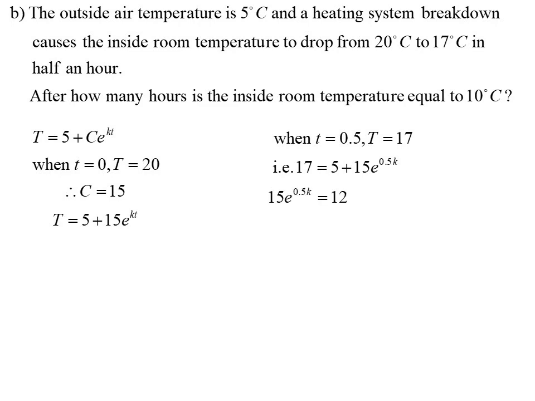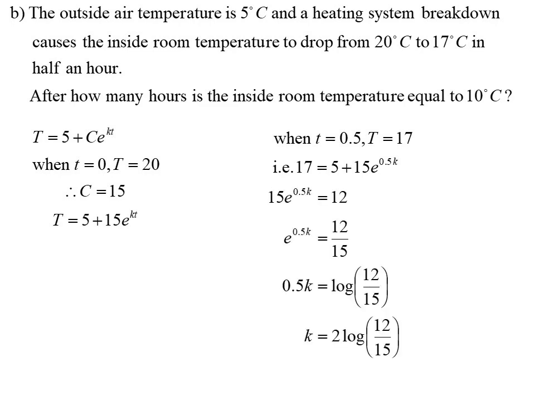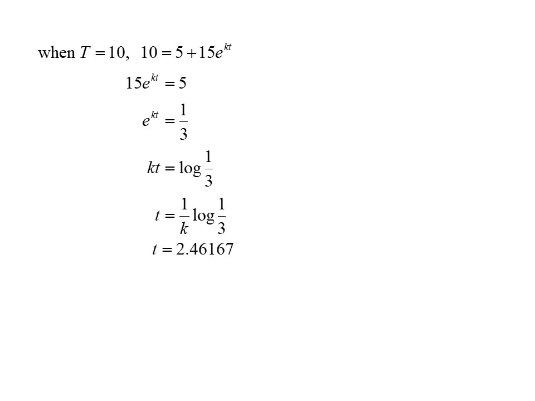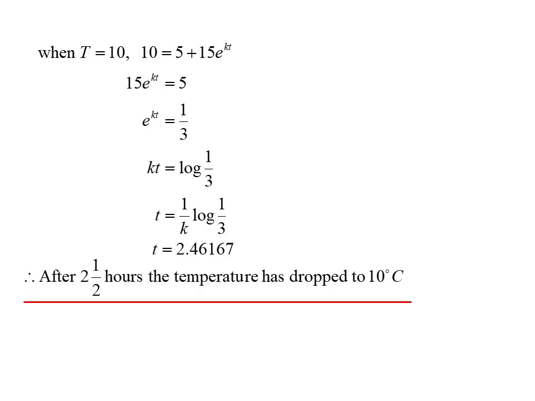We end up, there it is, k equals 2 log(12/15). So we now know what k is. We want to find when it has got to 10. So substitute that in. Now we're making t the subject. Again, I've left it as k rather than writing down that log of all that. But that's k. Bung it all in the calculator and we get 2.46167 approximately. So about 2.5 hours. So after 2.5 hours we've dropped to 10 degrees Celsius.